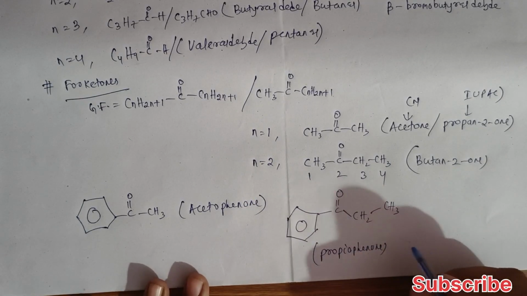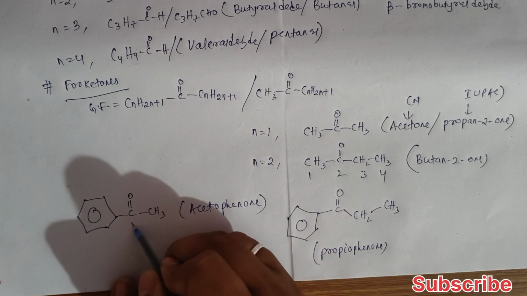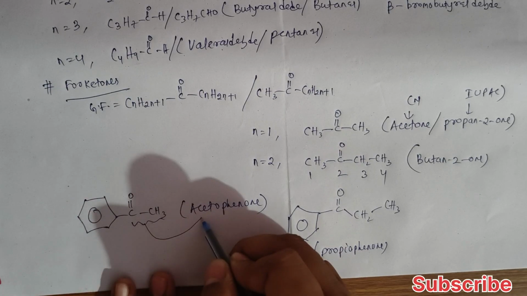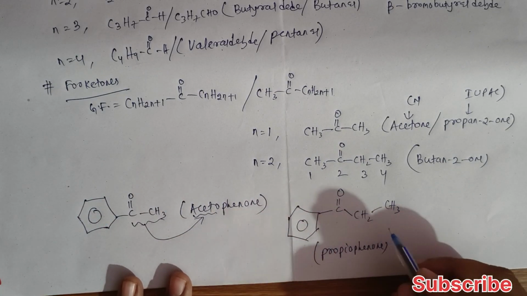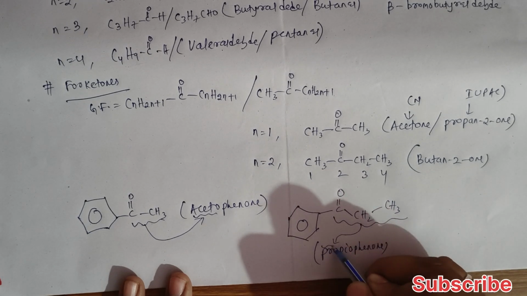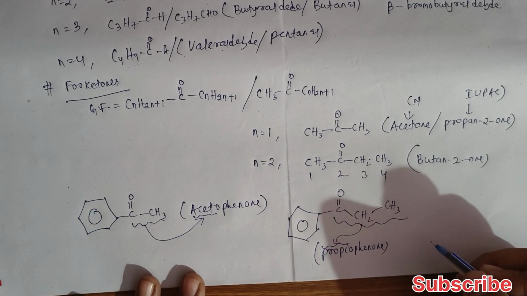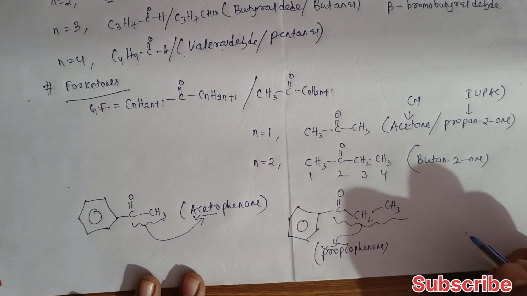Very simply, by using some tricks. If you follow here, 2 carbon atoms are present. That means here the aceto group is added with phenol. Here 3 carbon atoms are added, so we have to add propio. If 4, then it will be butyrophenone or butyryl phenol. Phenol is like this. Okay.